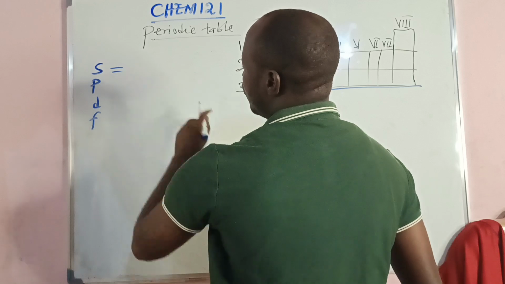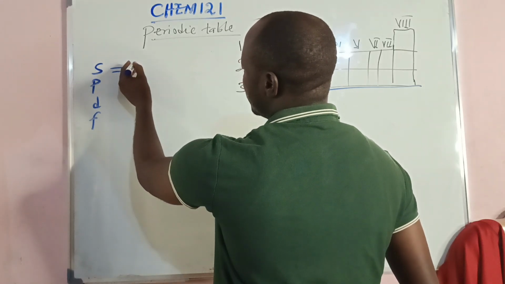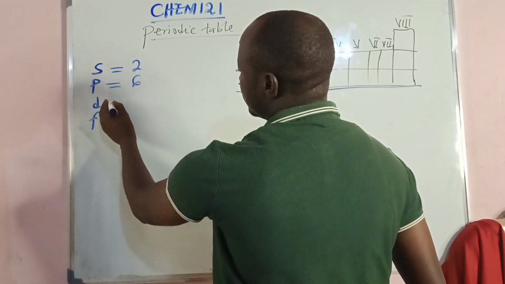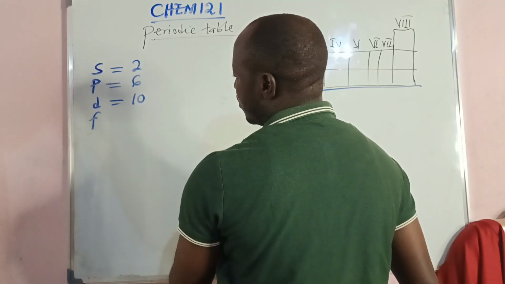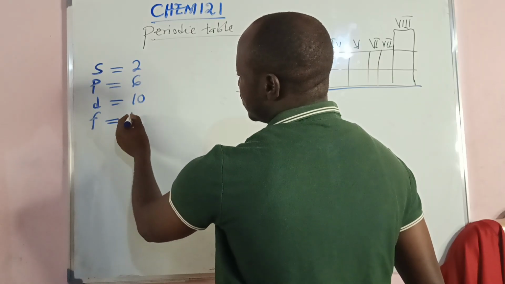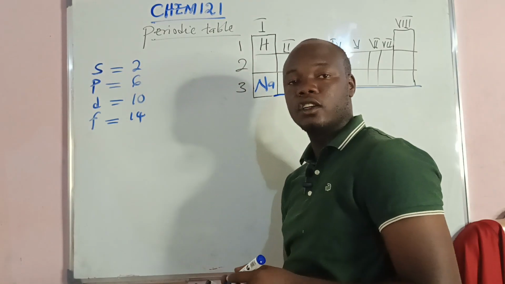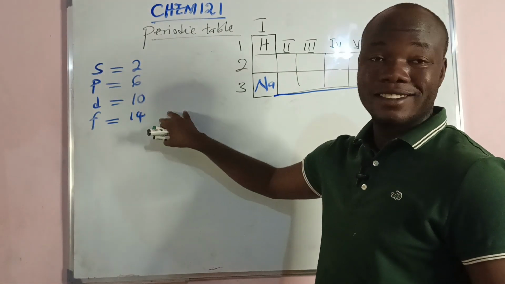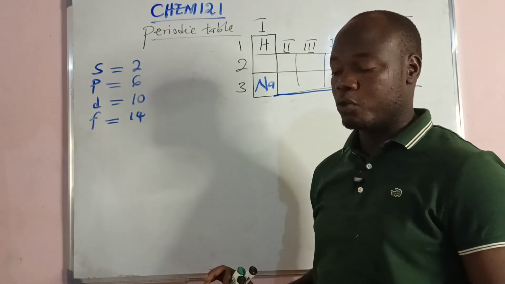S orbitals accommodate a maximum of 2 electrons, P orbital accommodate a maximum of 6 electrons, D orbital accommodate a maximum of 10 electrons, then F orbitals accommodate a maximum of 14 electrons. So these are the number of electrons each of these orbitals can accommodate.